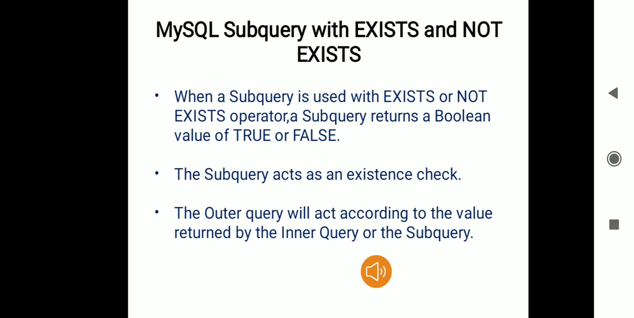If the inner query or the subquery returns a boolean value of true, the outer query will start executing. Or else, if the inner query or the subquery returns a boolean value false, the outer query will not respond. As a result, the subquery acts as an existence check.